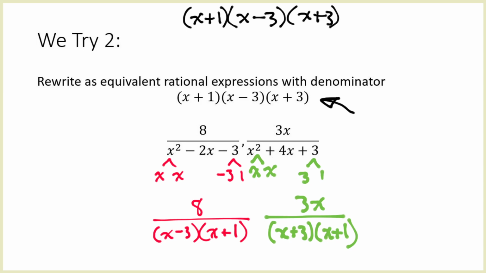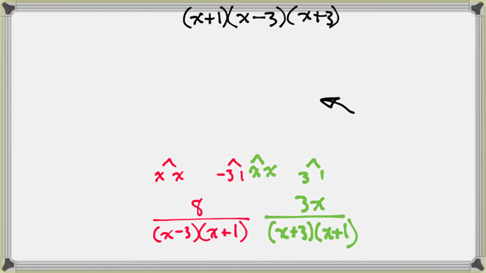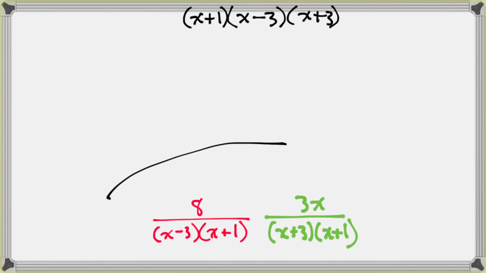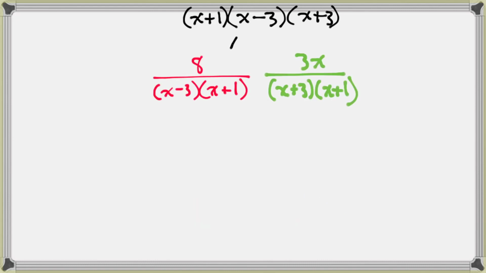So I'm going to clear the board in order to give me some space. And I have to ask myself, what do I have to do? How do I get this red one to look like this up here? So it looks like I'm missing an x plus 3. So that's what I'm going to do. I'm going to multiply top and bottom by x plus 3.